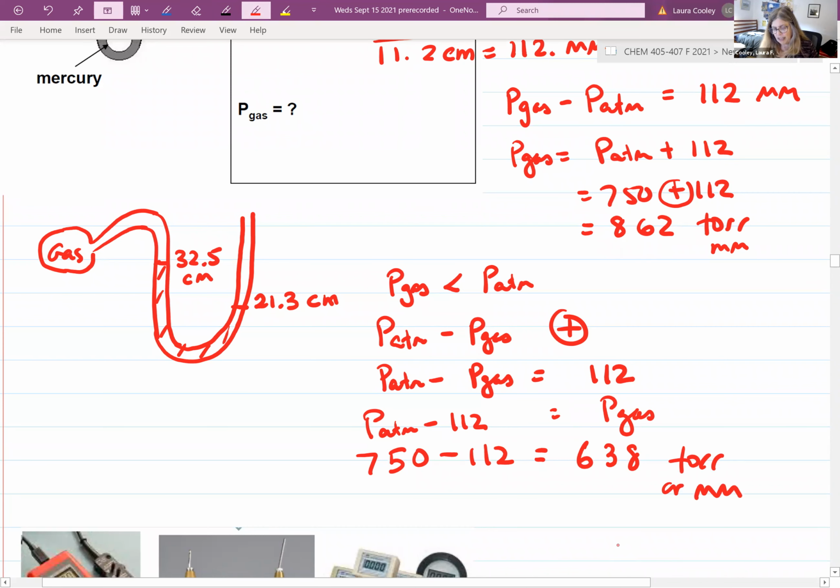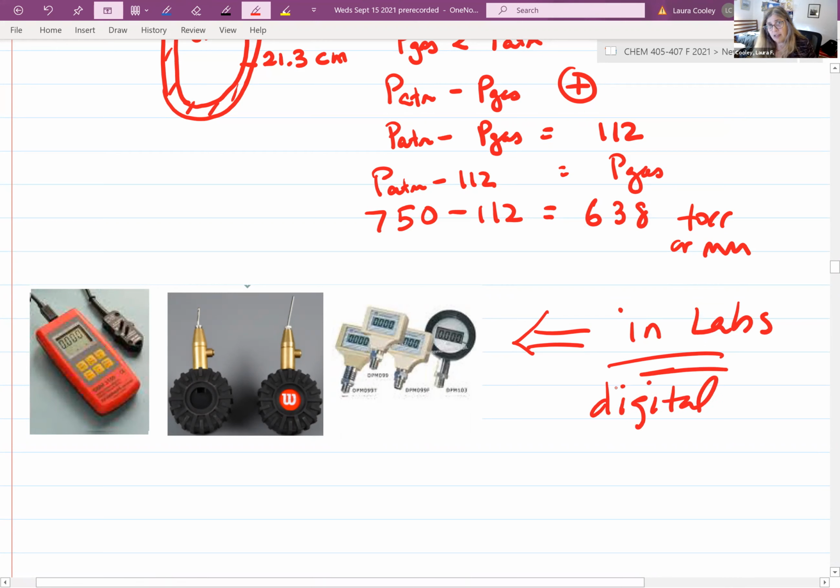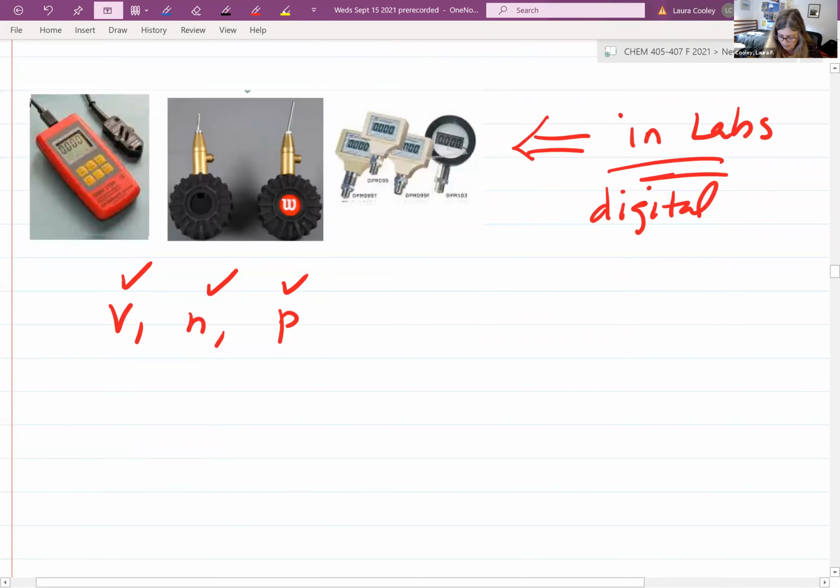Okay, so you have to kind of pay attention to which side is higher. By the way, nowadays in labs, you'll see all kinds of gauges that are digital, although they're really not as good as that old barometer. All right, so all of that, and we've done V, N, and P. Okay, so I'm going to move on to temperature.